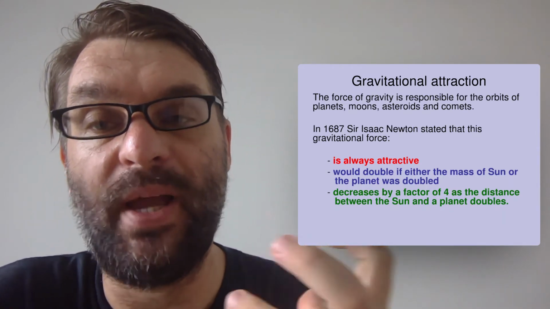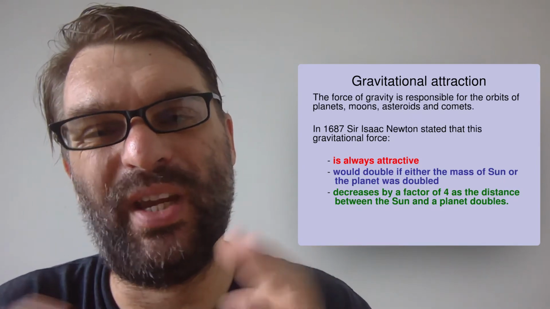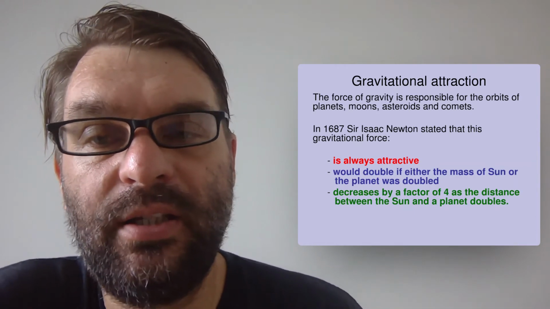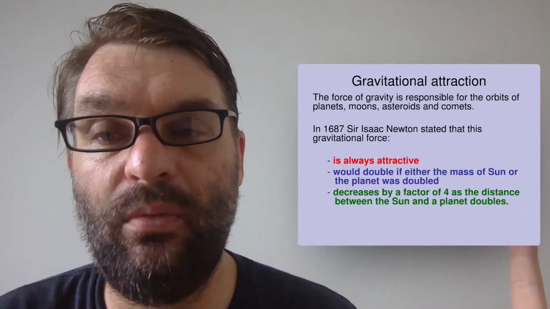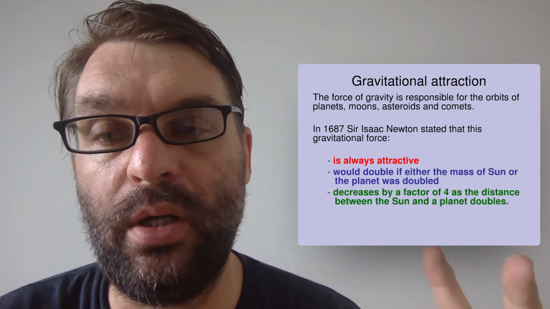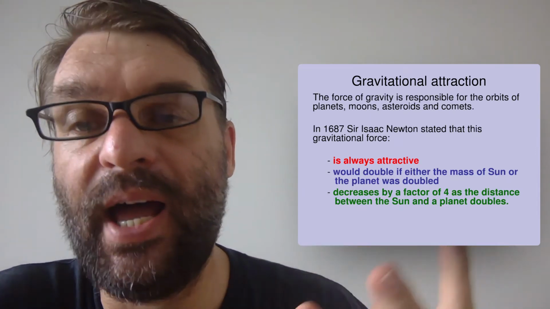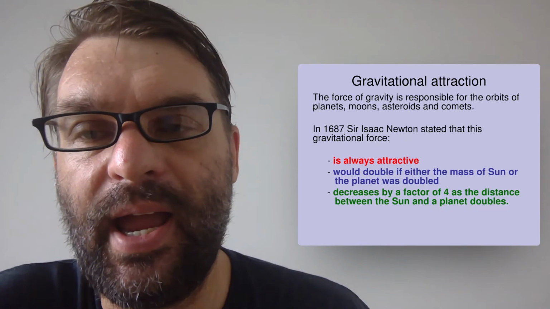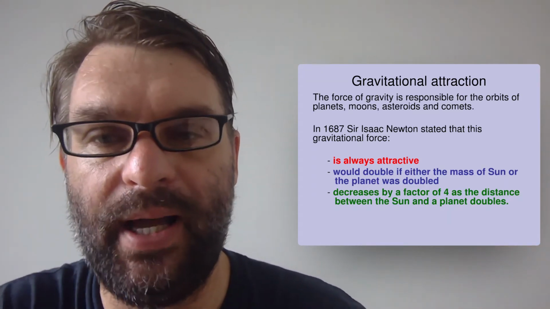Okay, so the Sun's very massive, so it has a very strong gravitational force, whereas the Earth is a little bit smaller, so it's a weaker gravitational force. And also it decreases by a factor of 4 between gravitational objects or celestial bodies. Okay, so it gets stronger the larger the mass, the more massive the object is, and gets weaker by the distance the objects are apart.